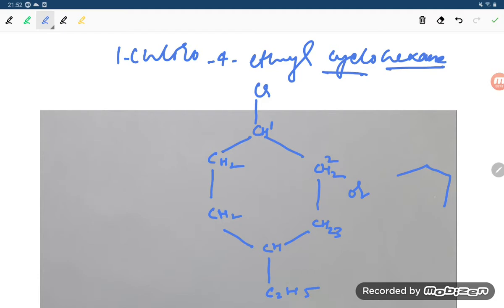This structure can also be drawn as a bond line formula, students. Here you put single bonds, and on the top you put Cl, and on the bottom it will be C2H5. That is 1-chloro, here is 1, 2, 3, 4, 1-chloro-4-ethyl. Now 4-ethylcyclohexane. This is the correct answer, students: 1-chloro-4-ethylcyclohexane.